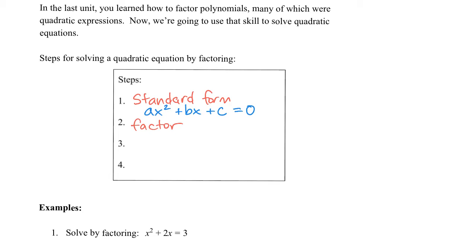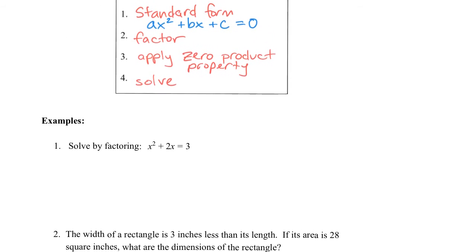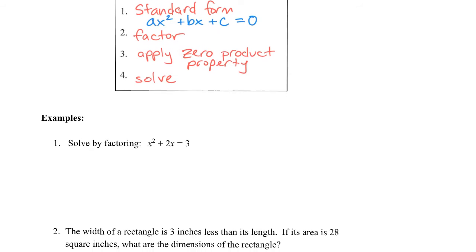Step 3, we are going to apply the zero product property, and I'm going to explain to you what that is. And then step 4 is to solve. All right, so let's take a look at what that looks like. I'm going to leave the steps there so we can see them.